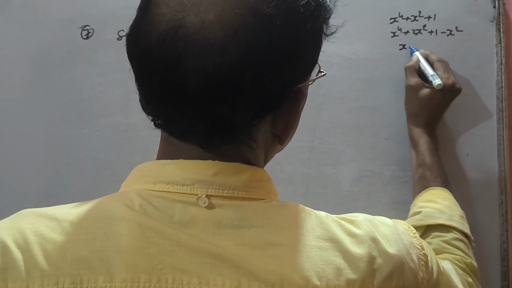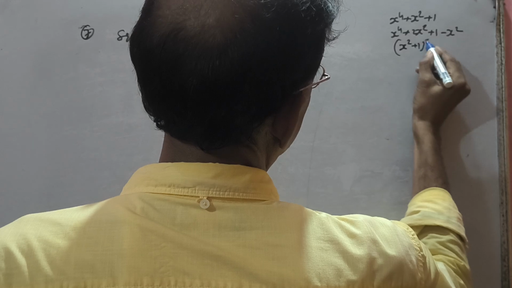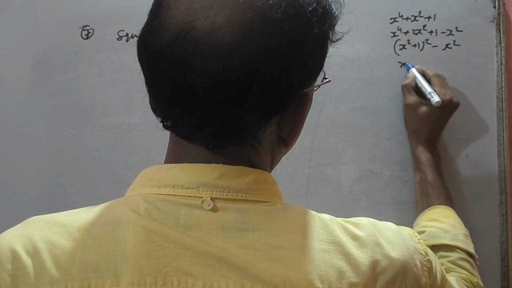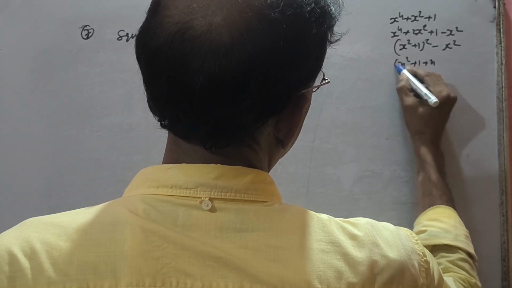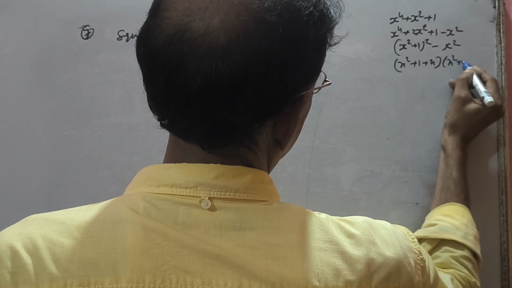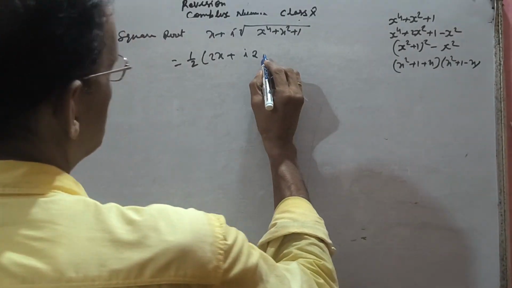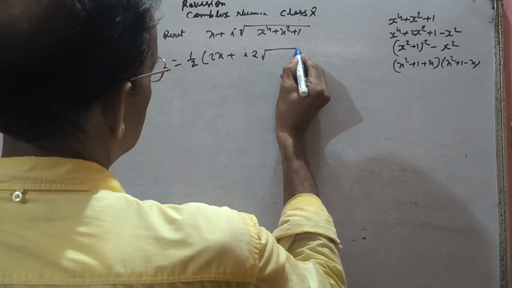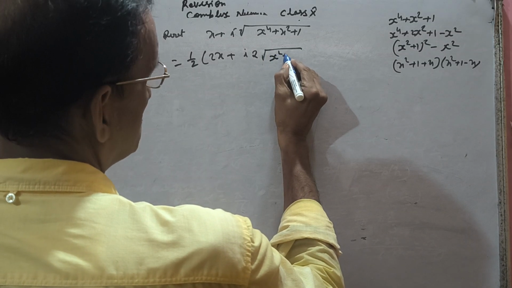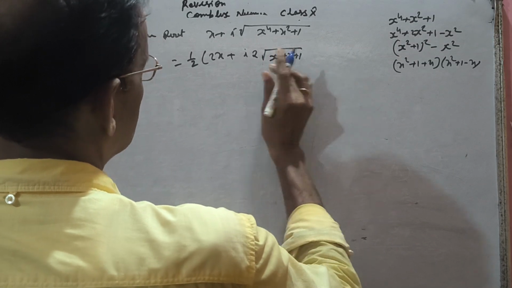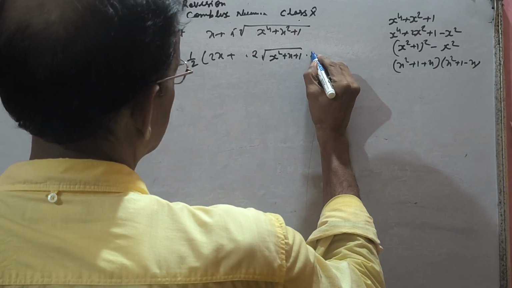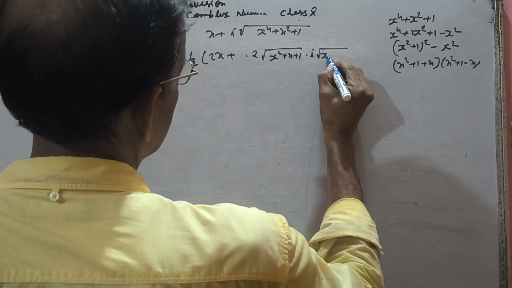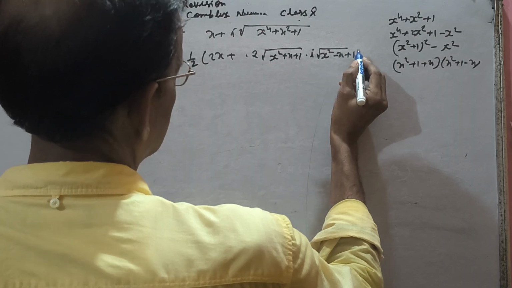So this is (x² + 1)² and this is x². What are the factors? x² + 1 + x or x² + 1 − x. So you can write here √(x² + x + 1), I will be with here. You understood later on why? x² − x + 1. Okay.